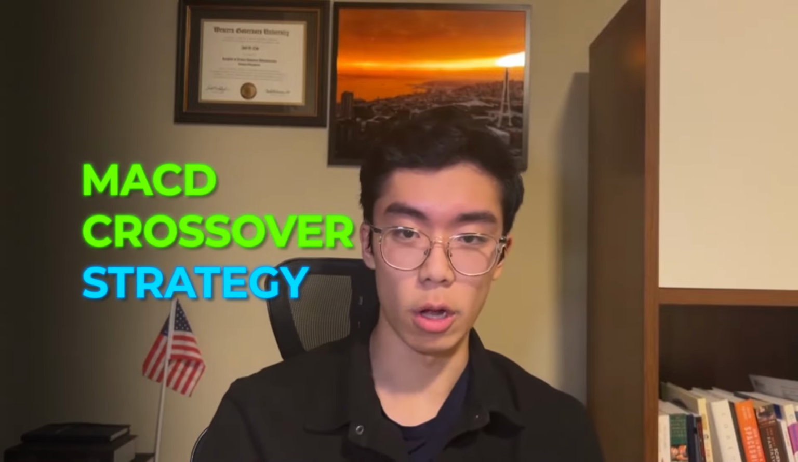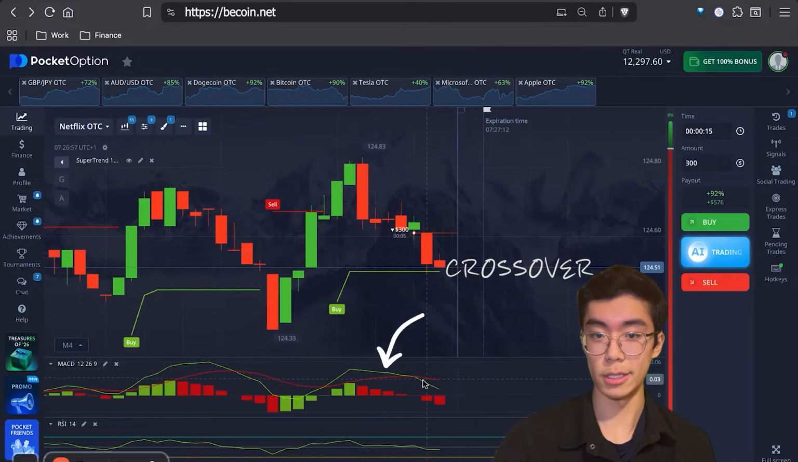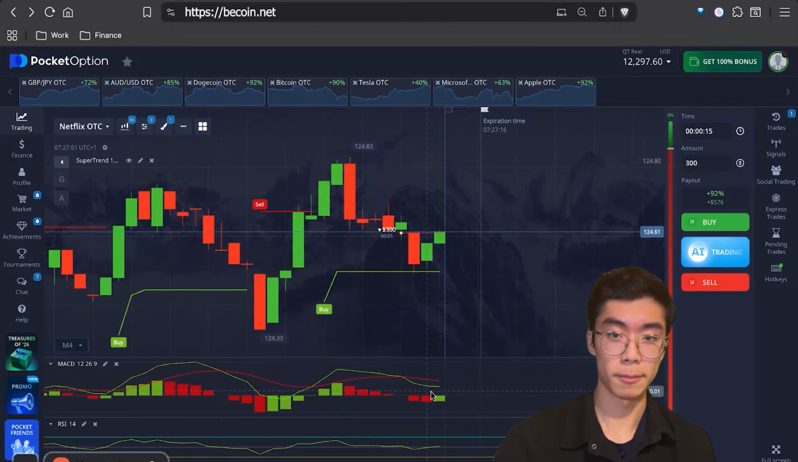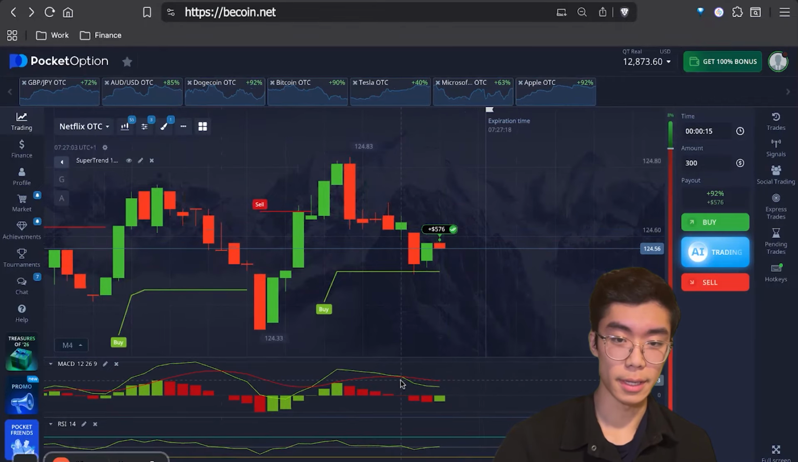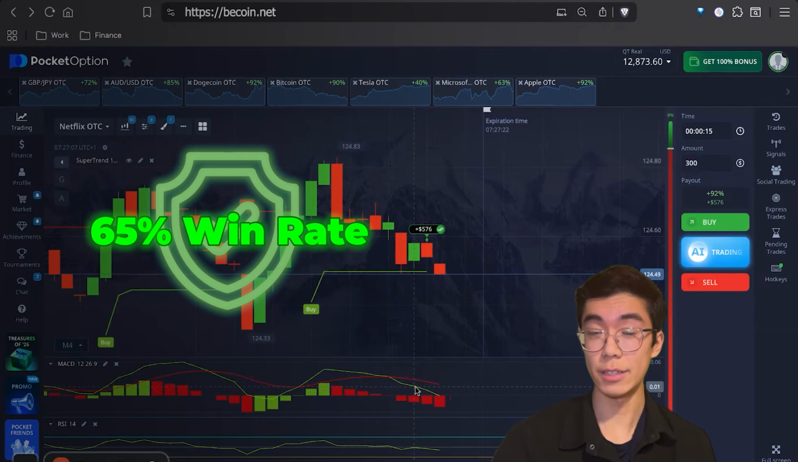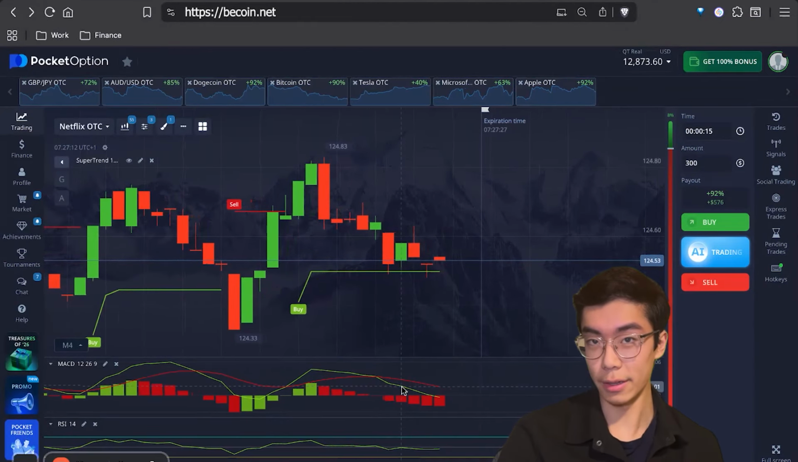The MACD crossover strategy. Basically, how the strategy works is you see a crossover, right? Let's say a green line crosses down below a red line right here. This is the MACD, as you see right here. It's generally going to win about 65% of the time. Okay, so it's not a very high win rate because these are basically scalps.